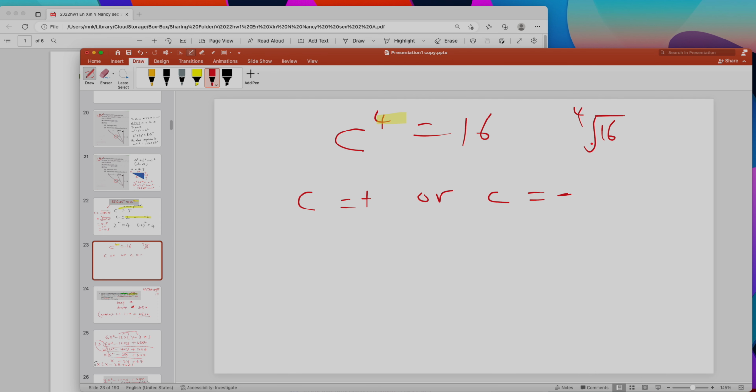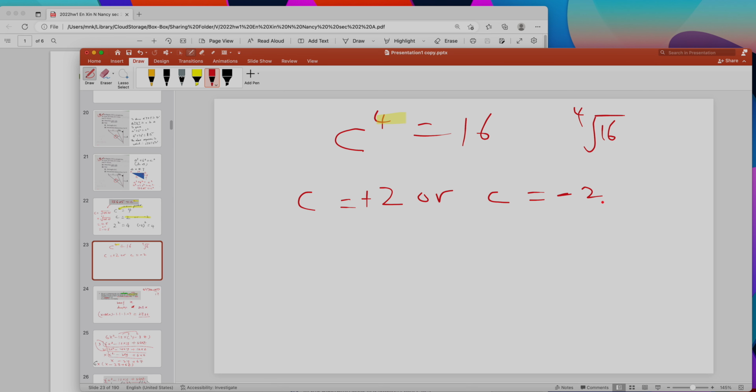Do you know how to get this? Square root, then with a power 4, you think so? And then 16, 2. Yeah, so the first answer is 2. Then the other answer is negative 2, correct. Okay? So even power, straight away write down C equal plus or minus.